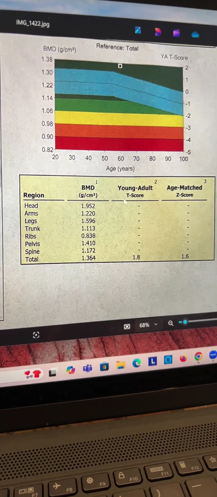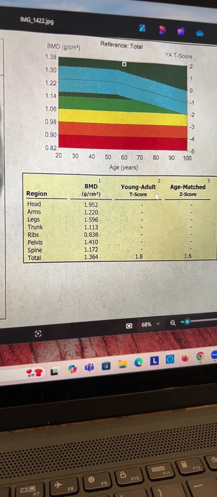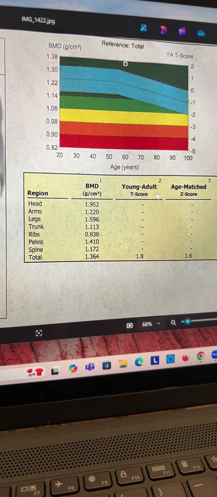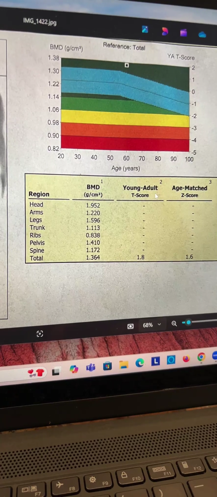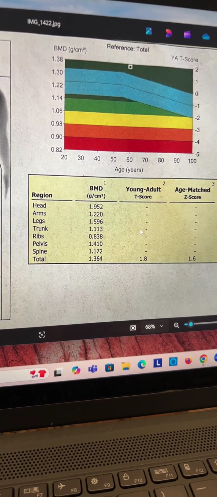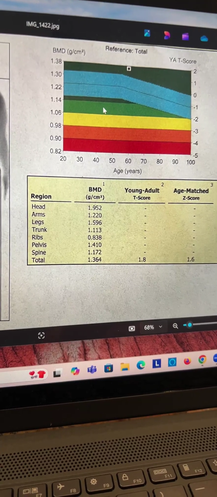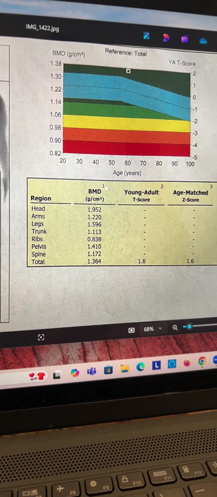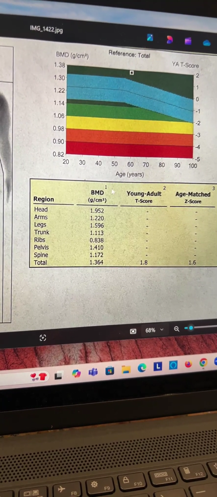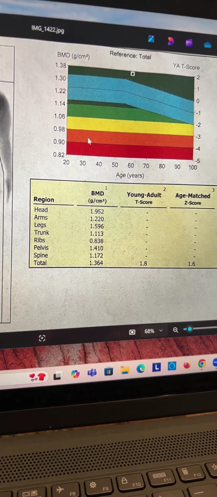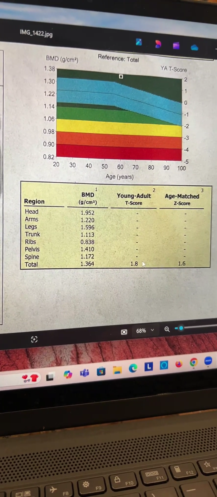But what's used for the diagnosis is that T-score, where the patient is compared to the bone mineral density data from younger adults. Anything above minus one on that score is normal, okay? And anything between minus one and minus 2.5 is called osteopenia, which is decreased bone mineral density. And anything below minus 2.5 is considered osteoporosis.